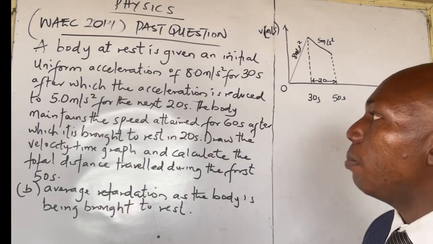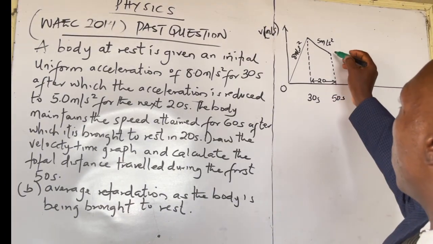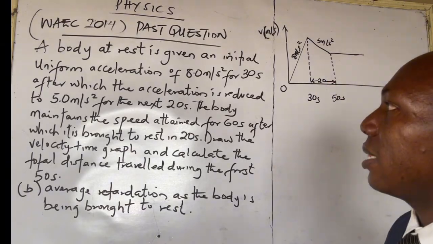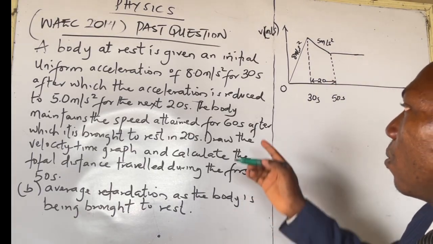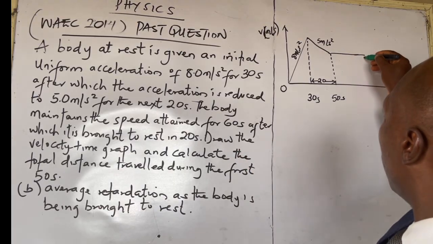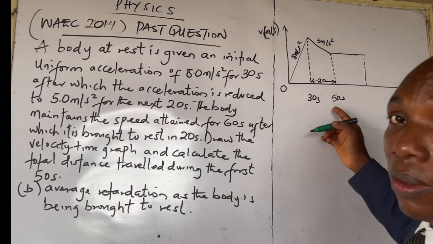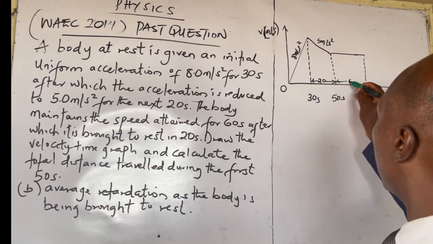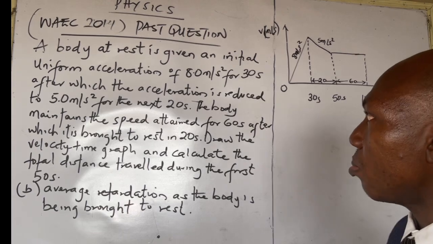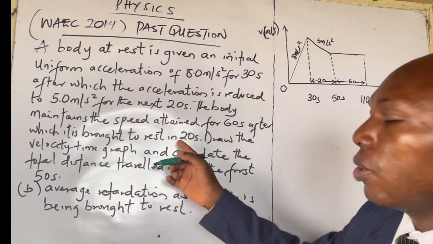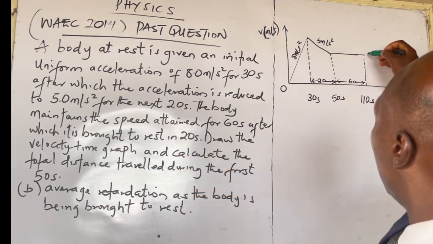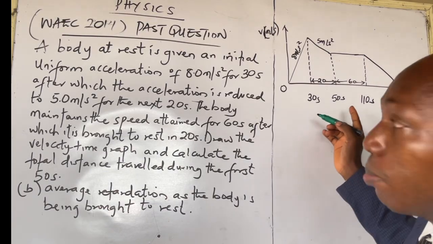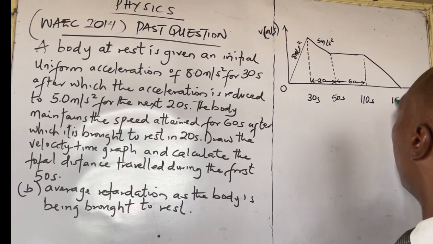And we're told that the body maintains the speed. That means the constant speed. It maintains the speed for 60 seconds. So we have from here 60 plus 50, that's 110 seconds. So from here to here is 60. After which it is brought to rest in 20 seconds. That means the final retardation, 20 seconds. So 20 plus 110, that's 150 seconds.